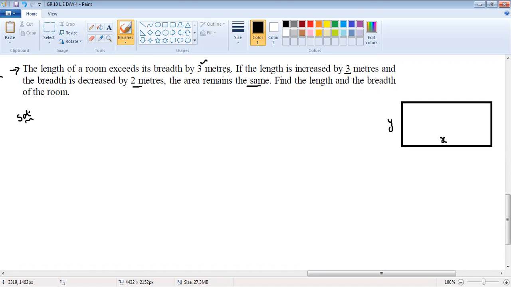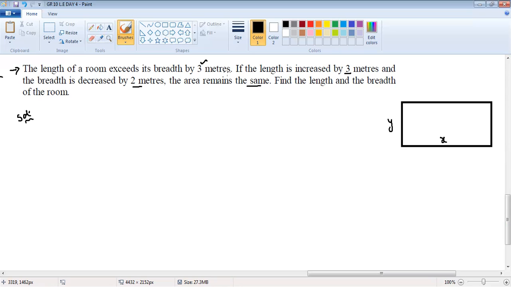Sir, if we take breadth as x, then length will be x plus 3. Then it will be a linear equation in one variable only, no? No, no, there's no confusion. We need two variables now.